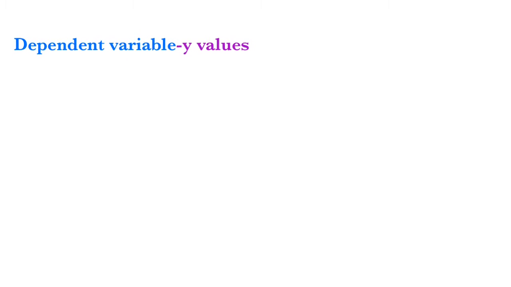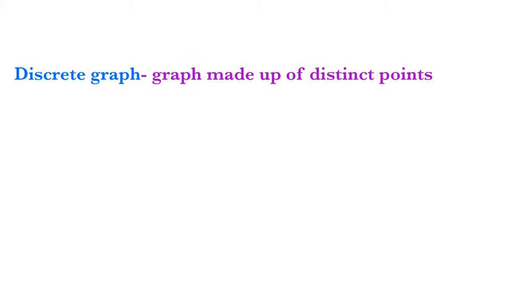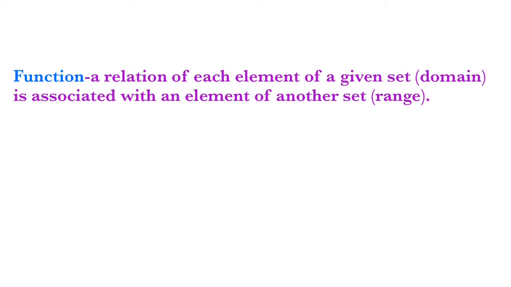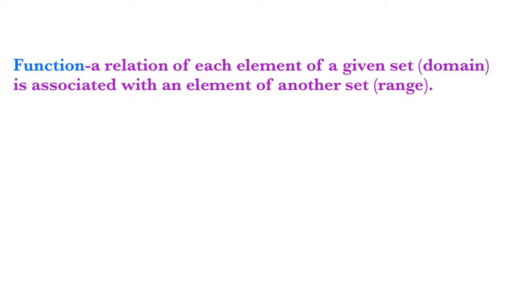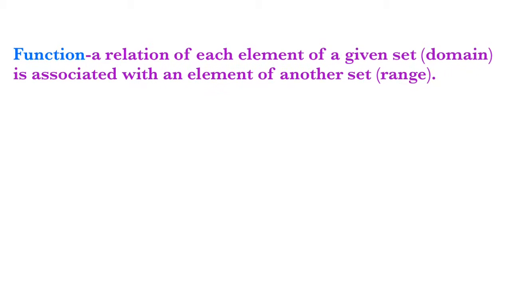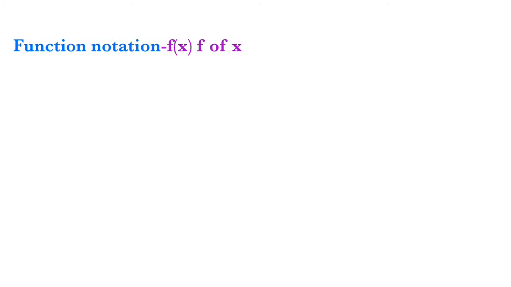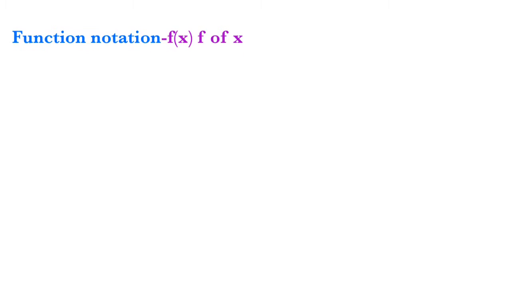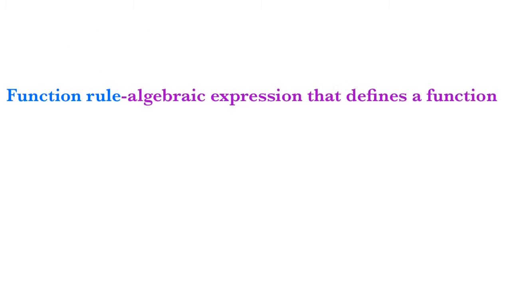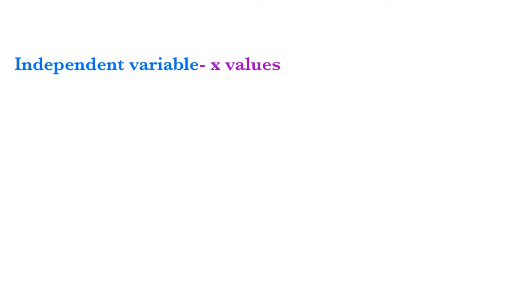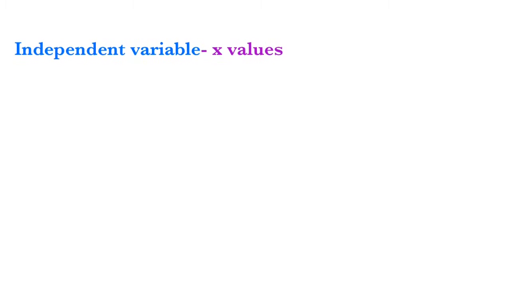Dependent variable: the y values. Discrete graph: a graph made up of distinct points. Function: a relation in which each element of a given set, the domain, is associated with an element of another set, which is the range. Function notation: f of x. Function rule: an algebraic expression that defines a function. Independent variable: the x values.